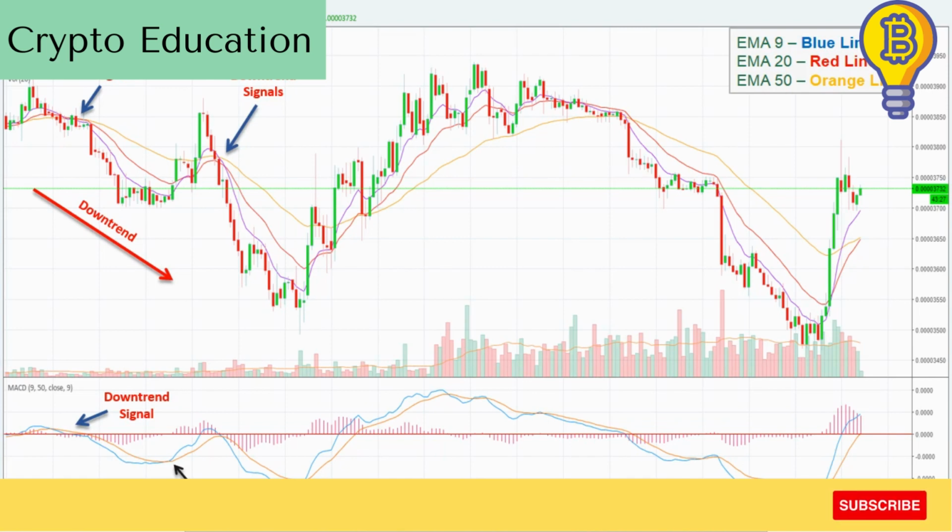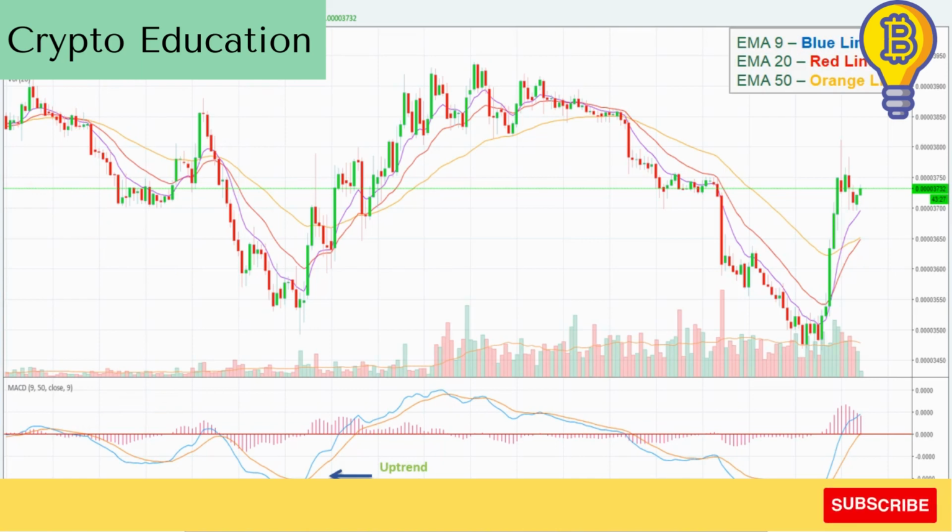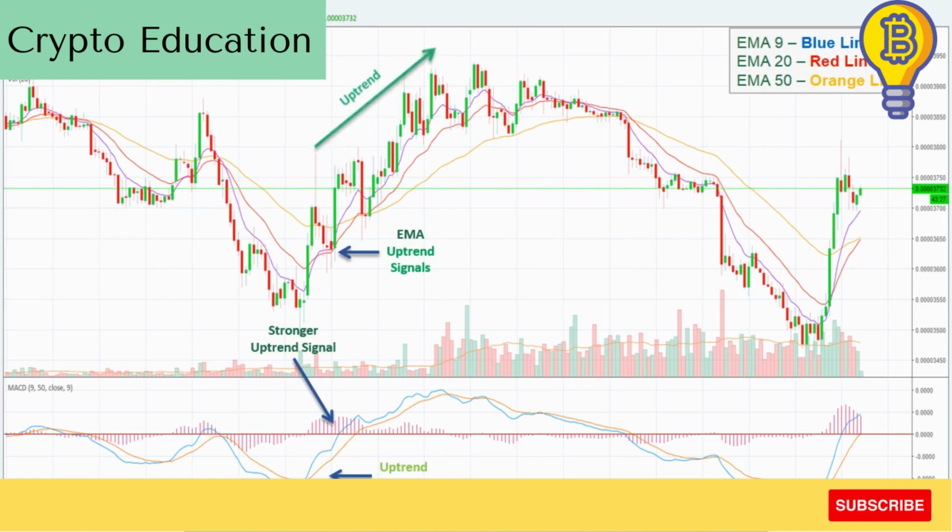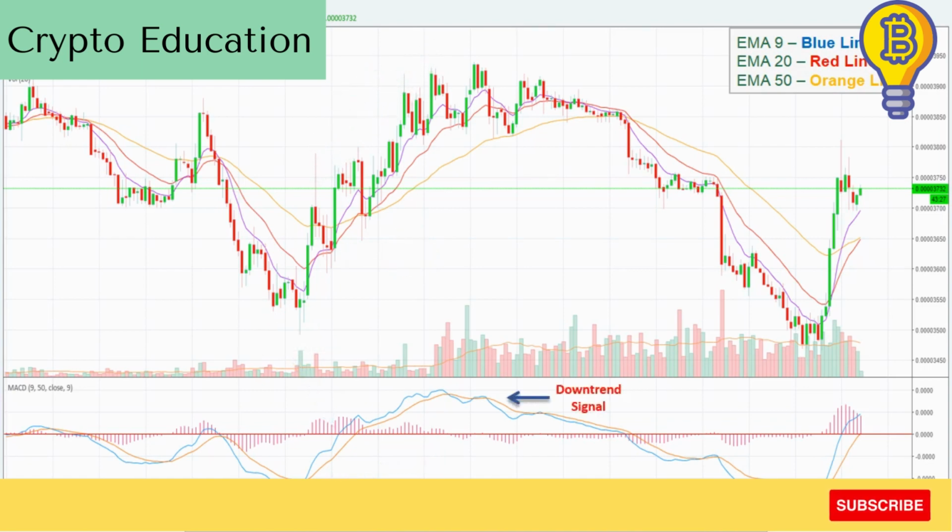The EMA 9 crossed below the EMA 20 again here, so we knew that the price was going to drop further. Next, we had an uptrend signal here when the MACD line crossed above the signal line. The EMA 9 crossed above the EMA 20, and the MACD crossed above the zero line. So we could confirm that this was a strong uptrend. The trend reversed when the MACD line crossed below the signal line here. In addition, the EMA 9 crossed below the EMA 20, and the MACD crossed below the zero line.